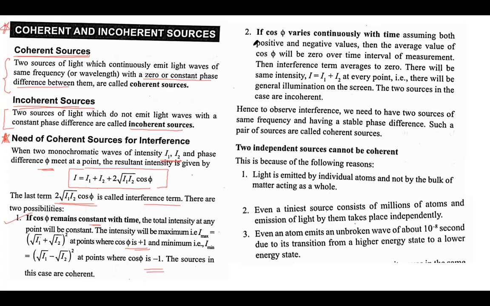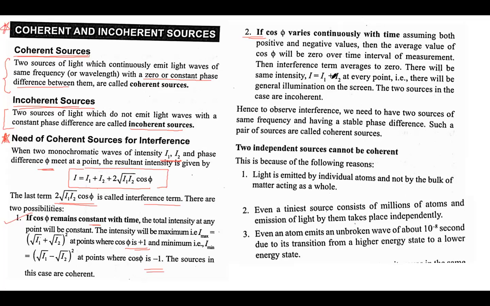If cos phi varies continuously with time, assuming both positive and negative values, then the average value of cos phi will be 0 over the time interval of measurement. Then the interference term averages to 0. There will be the same intensity I equal to I1 plus I2 at every point. That is, there will be general illumination on the screen. The two sources in this case are incoherent.